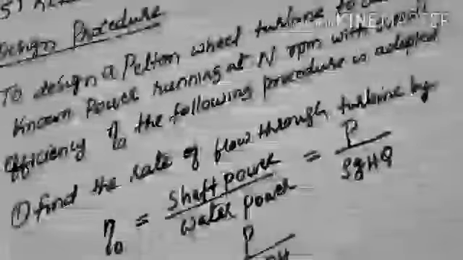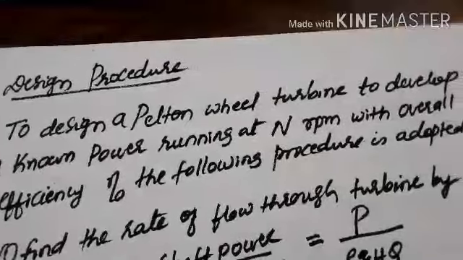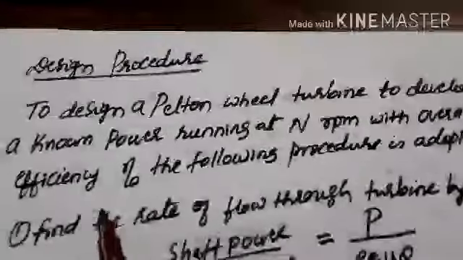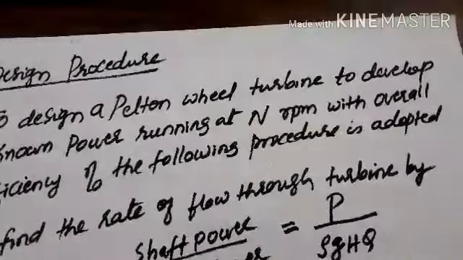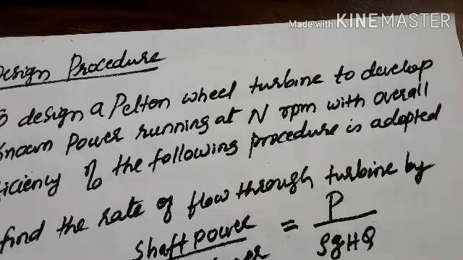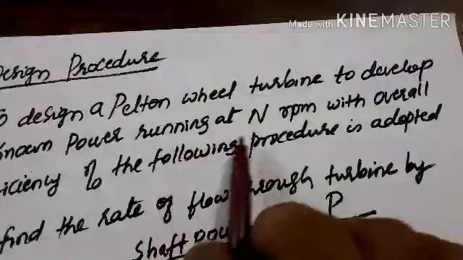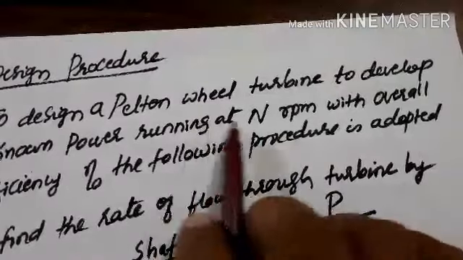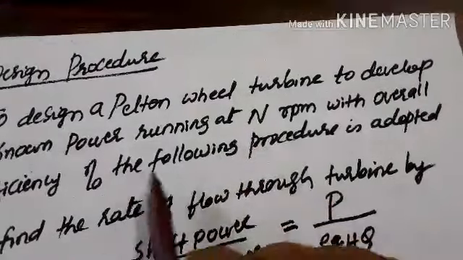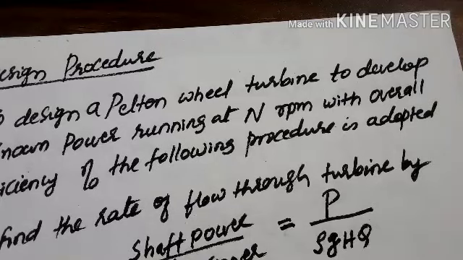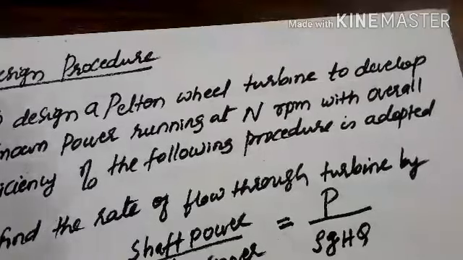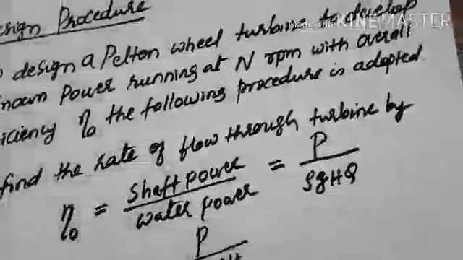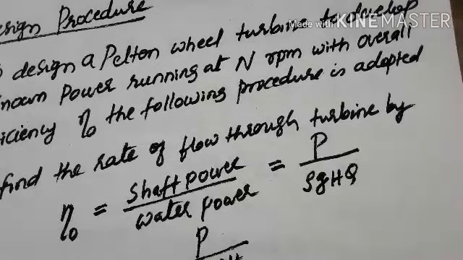Then the design procedure. If you look at the design procedure, the power will be given, that is how much power the Pelton wheel needs to develop, and the RPM is also given. For the given power and for the given RPM, you need to design the Pelton wheel. So design a Pelton wheel means, as I discussed previously, those parameters need to be calculated.